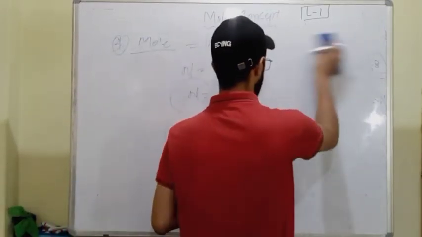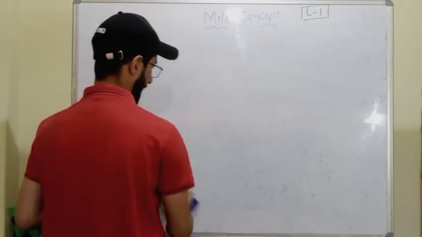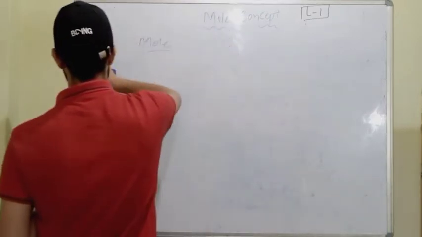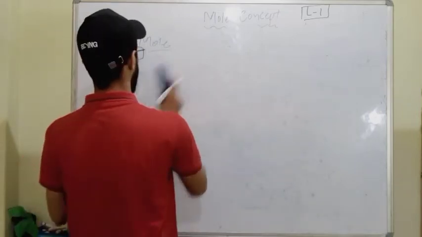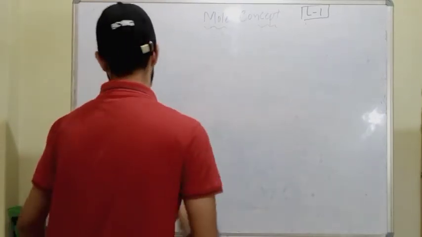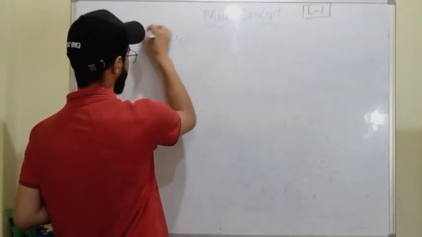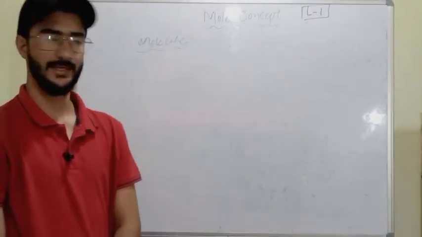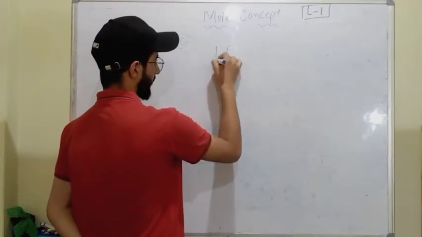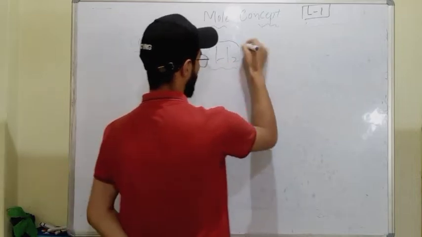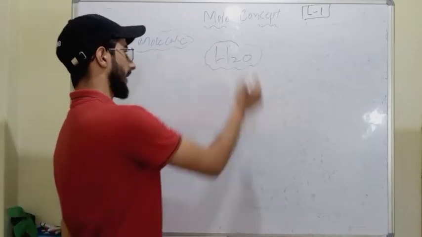Moving forward, we will talk about the molecule. A molecule is a substance which has its free existence. If I have a molecule of water, a molecule is made up of 2 or more atoms. When we combine 2 or more atoms together, we get molecules.